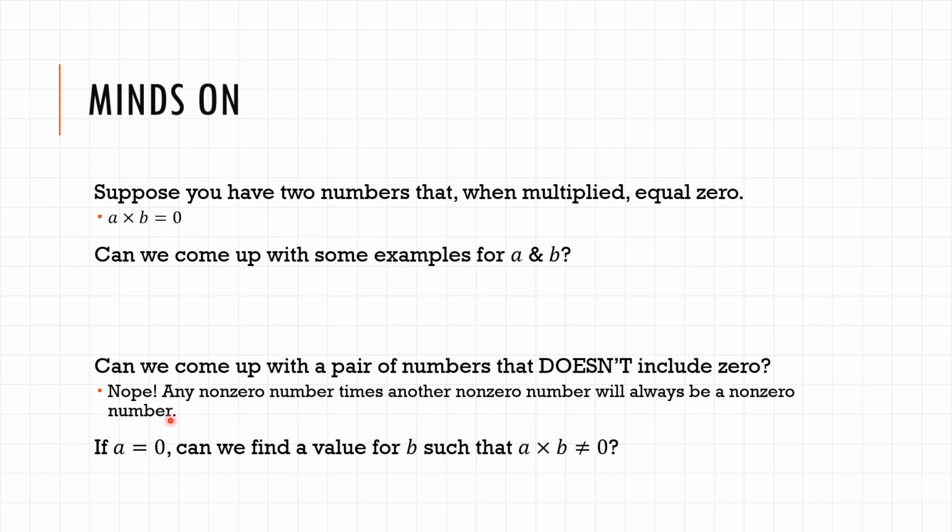If a is 0, could you find a value for b such that the two of them do not equal 0? If this was 0, can you come up with a number for b in a way that the end result will not be 0? No. Right? Any number times 0, we already know, always equals 0. And so this is sort of the basis for not only graphing quadratics from factored form, but also the basis for solving quadratic equations.